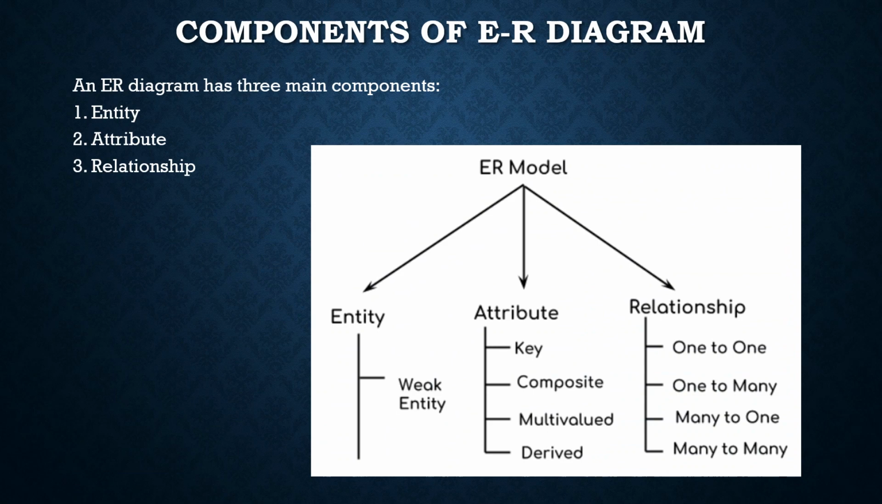Binary relationship is there, ternary relationship is there, next recursive relationship is there. Instead of one to one, one to many, many to one, many to many. And of course, under binary relationship, these points are there: one to one, one to many, many to one, many to many relationships are there.